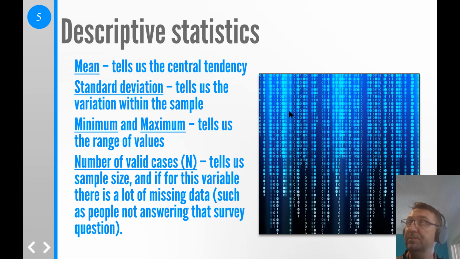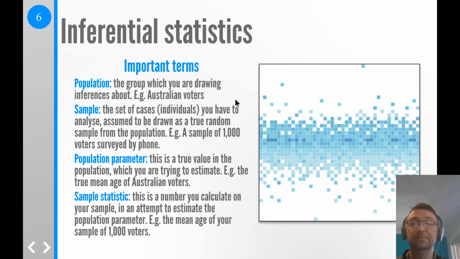And so if we happen to have a number of valid cases, or an n, for a variable that's lower than the others, which we'll see later, it means that there's lots of missing data. Maybe lots of people didn't answer the question, or maybe they weren't eligible to answer the question.